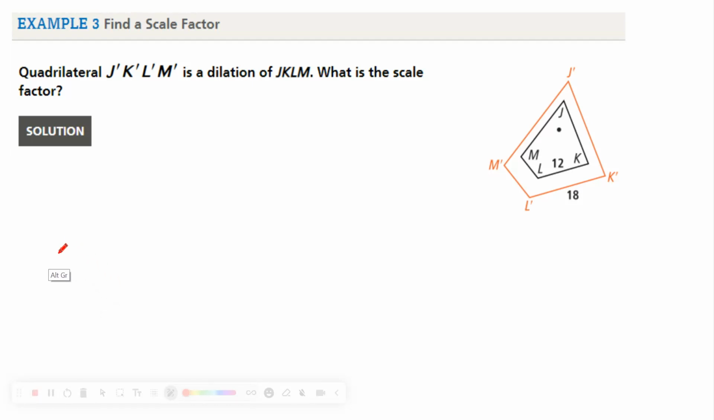Okay, geometry video 2 for lesson 7.1 on dilation. All right, let's take a look at the next problem here.